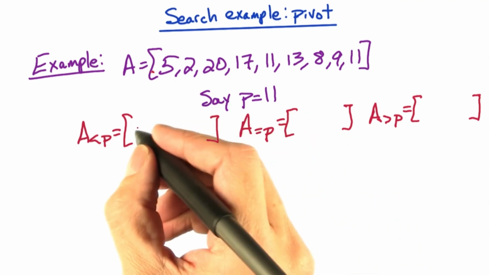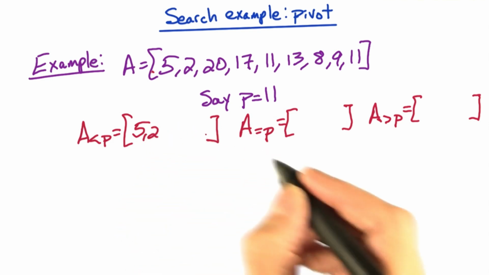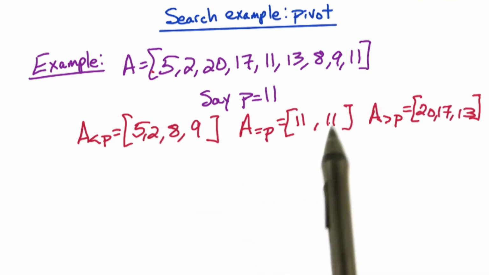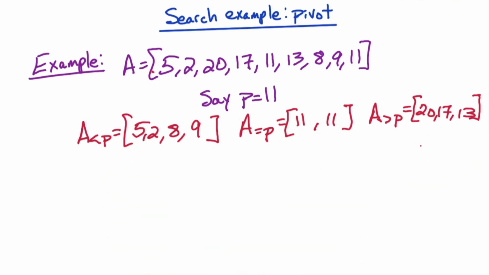5 is smaller than the pivot. 2 is smaller than the pivot, and so on. 11 happens to appear twice, so it appears twice in this equal list. And these are the final buckets. Now, what is the k we're searching for? Depending on the k we're searching for, the k smallest will be in one of these 3 lists, and we can figure out where it resides based on how large these lists are in comparison to k.